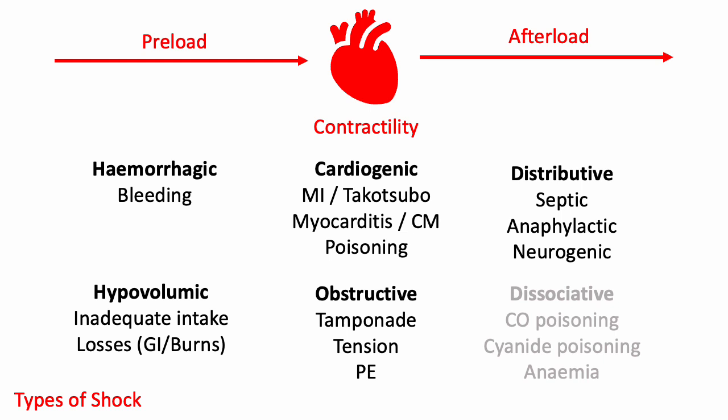There's also this nebulous term of dissociative shock, which we're not going to cover in this talk, but this would be things like carbon monoxide poisoning, cyanide poisoning, or extreme anemia, where there's nothing wrong with your cardiovascular system, it's just the ability of your blood to transfer oxygen around, or the ability of your cells to use that oxygen, is affected.